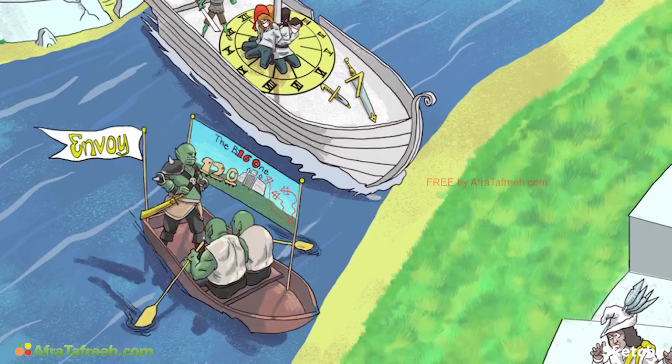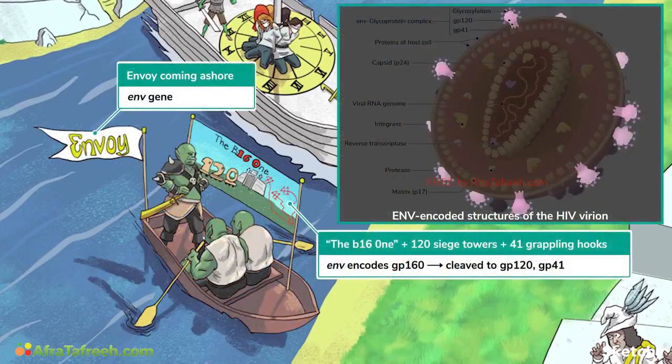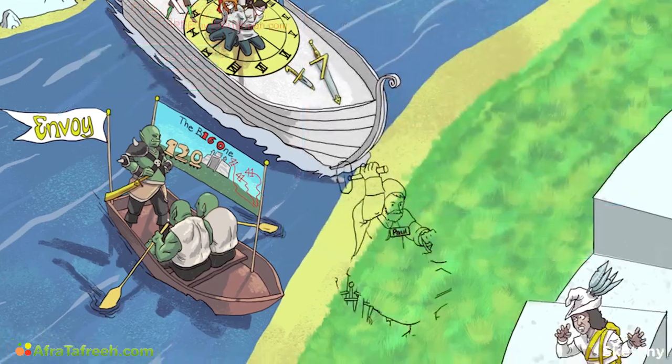That Envoy boat is carrying plans for a major attack called the Big One, with siege towers and grappling hooks galore. Let this envoy represent ENV, a polyprotein containing the precursor envelope protein GP160, which is cleaved by the host cell into GP120 and GP41. GP120 and GP41 play an important role in cell entry, which we'll talk about in a bit.